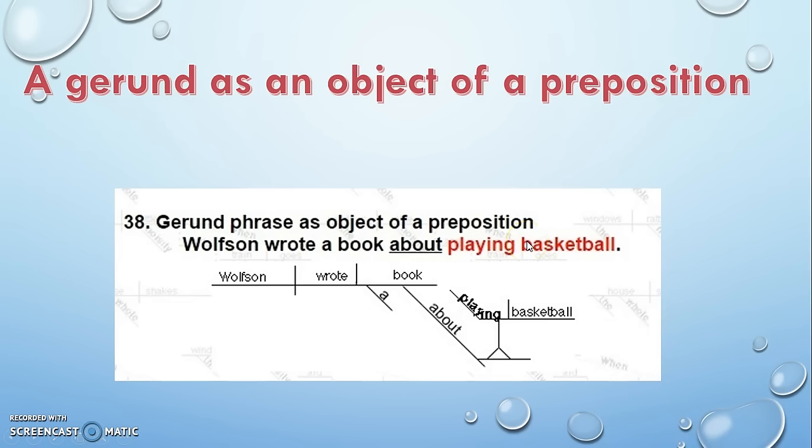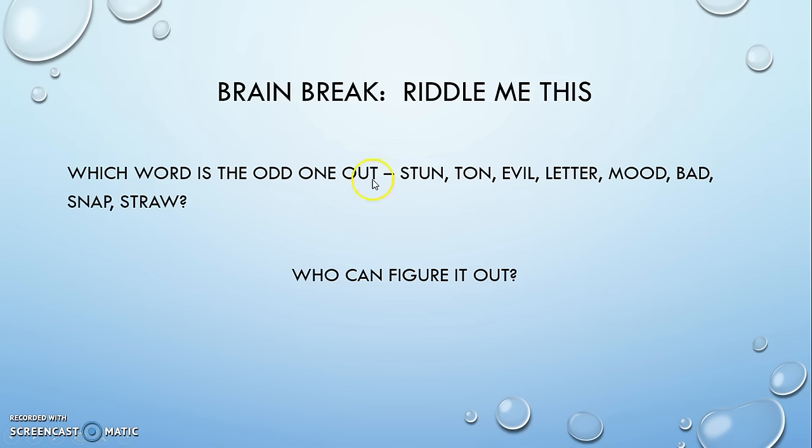All right, moving right along. Oh, brain break. Riddle me this. Which word is the odd one out? Stun, ton, evil, letter, mood, bad, snap, or straw? We'll talk about it in class tomorrow.